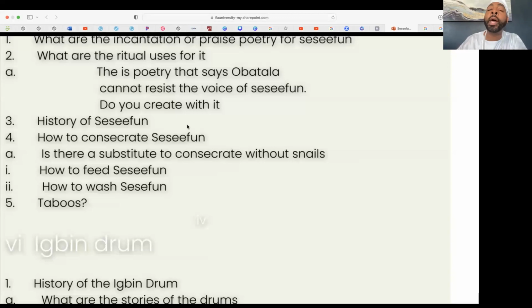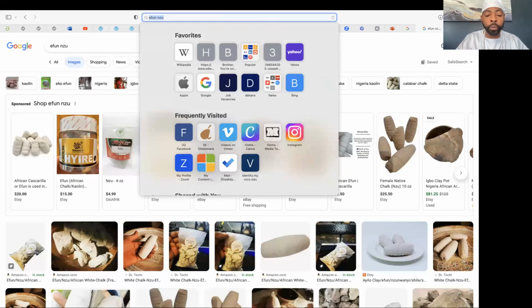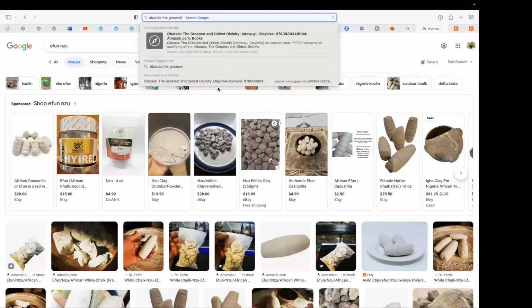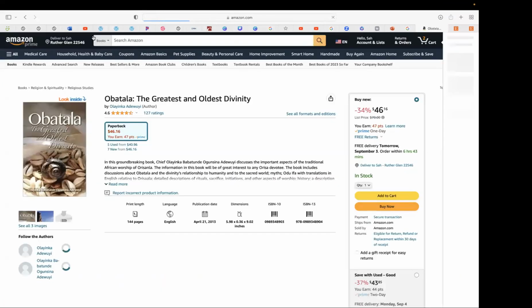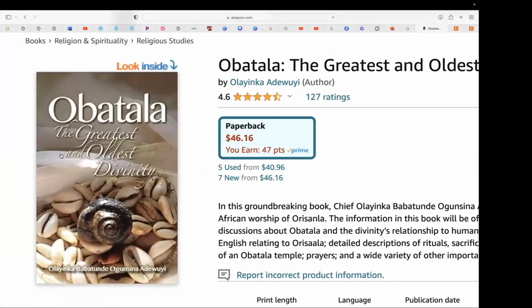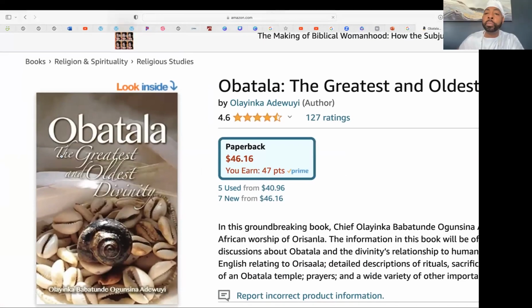I agree. Unfortunately, besides Ifayemi's book, there's one book called Obatala, the Greatest and Oldest Divinity. Hold on. I think I have that book too, and I read it a long time ago. It's been years, but I do have that one. Yes, that's the one. I think it was okay.